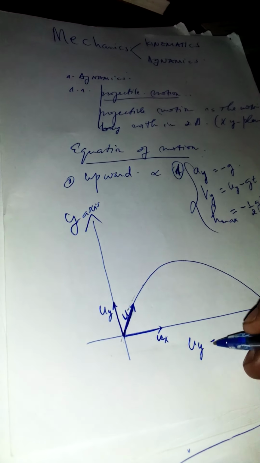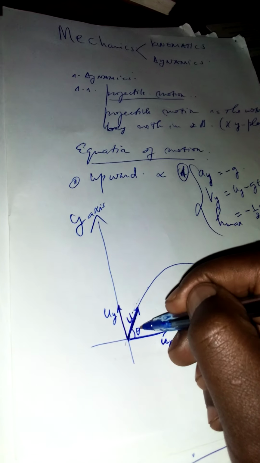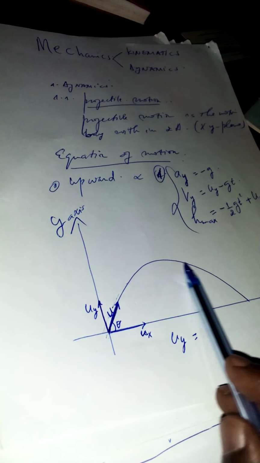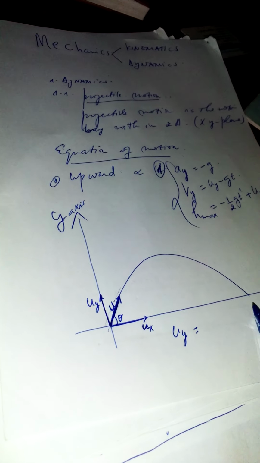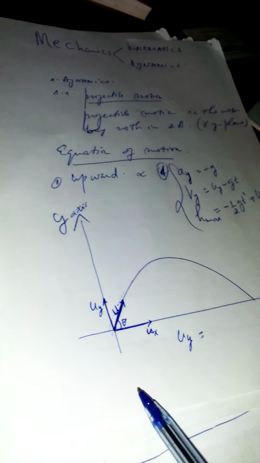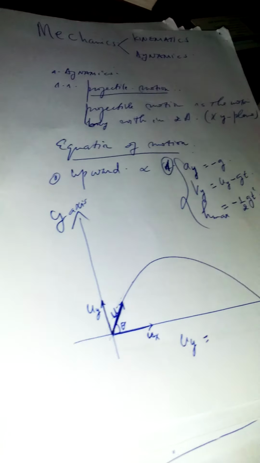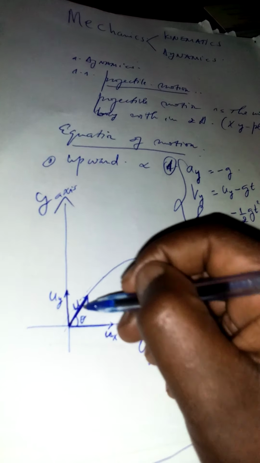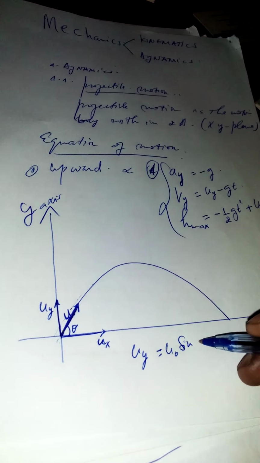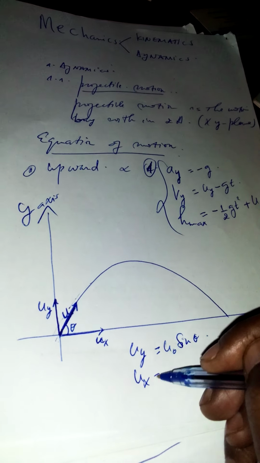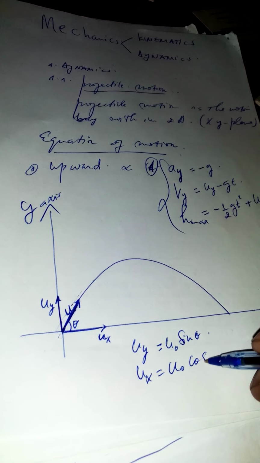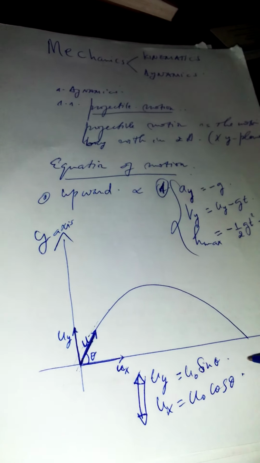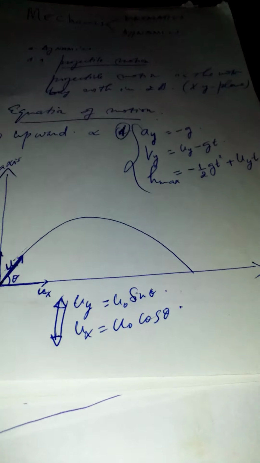Here we have the angle theta, the projectile angle, the angle which the projectile body makes with the horizontal. The initial velocity on the y-axis, uy, is equal to u0, the magnitude, times sine theta, and ux is equal to u0 cosine theta. This is another great, important equation.